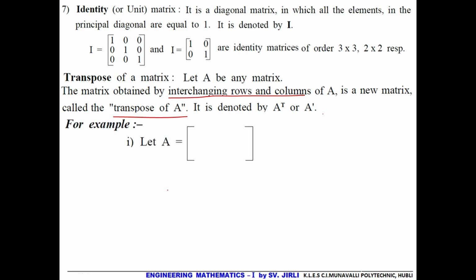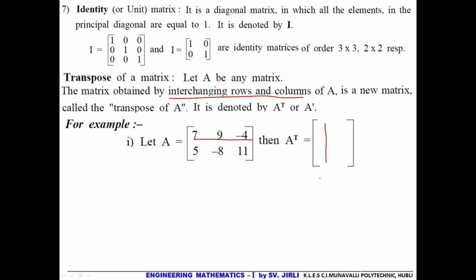Let A equal to the matrix, you see, first row 7 9 minus 4. Write down second row 5 minus 8 11. Then what is A transpose? A raised to T. Here we interchange row and column. 7 9 minus 4 is the first row. We make it the first column. Next 5 minus 8 11 is the second row. Here we write it as the second column. This is A transpose, A raised to T.